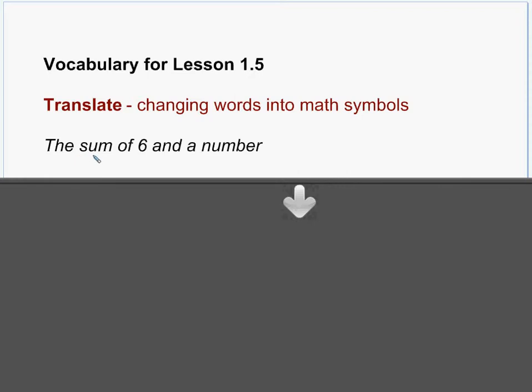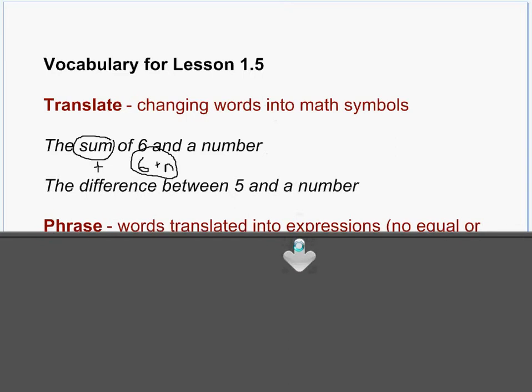Okay, here it's the sum of 6 and a number. So you would realize when you go to translate it, oh, sum, hey, I know that's a keyword. That's a keyword for plus. And then I have 6 and a number. So that means that it's simply 6 plus n. Okay? That's all that means. And that's translated then, right here. 6 plus n.